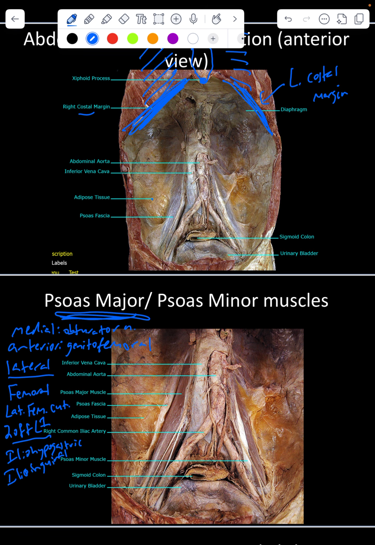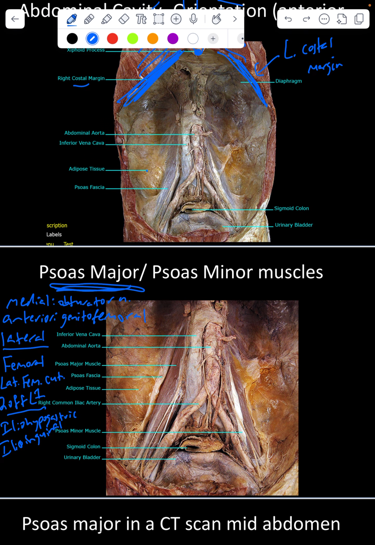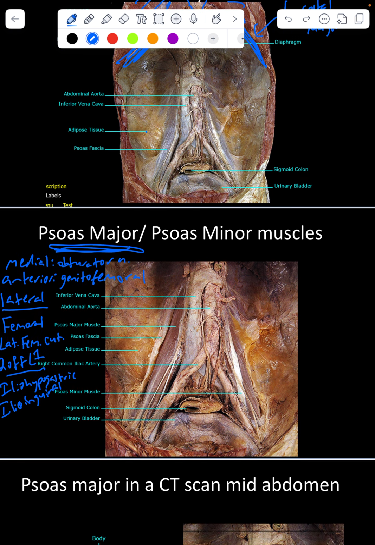We'll see those a little, but that's why this muscle is important, because that's what determines, or these nerves are like in relation to this big muscle. We already saw abdominal aorta. We saw IVC. Psoas major.